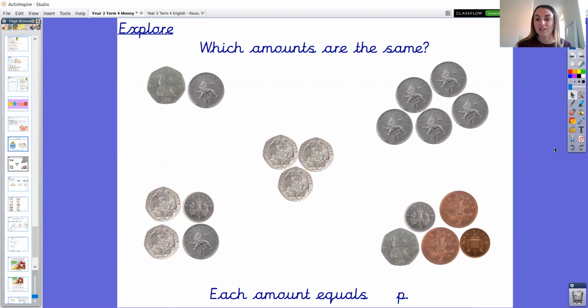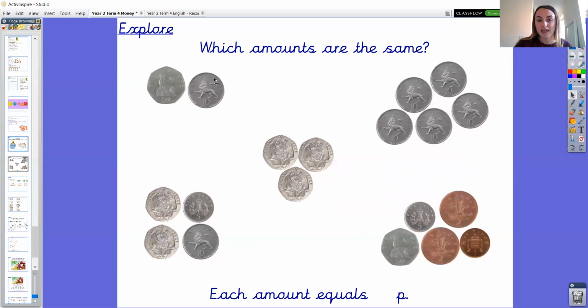Okay, let's move on to the explore phase. Which amounts are the same? So first of all, Year 2, you need to work out the amount of each group of coins. Once you've done that, I'd like you to find, well, you will find from having done that, the amounts which are the same. So please pause the video here to solve this question. Well done, Year 2. So let's have a look together.